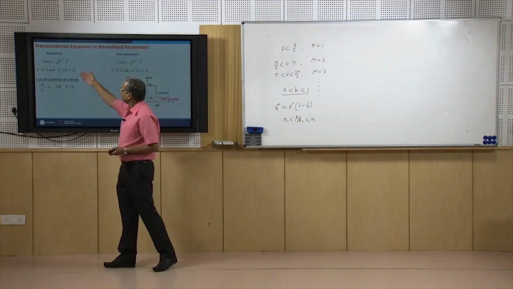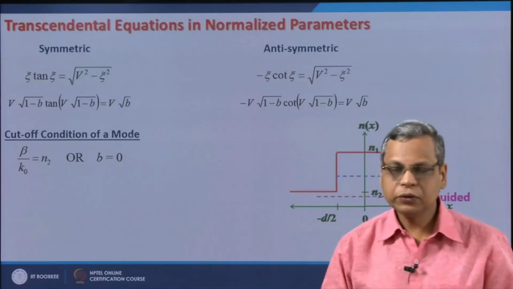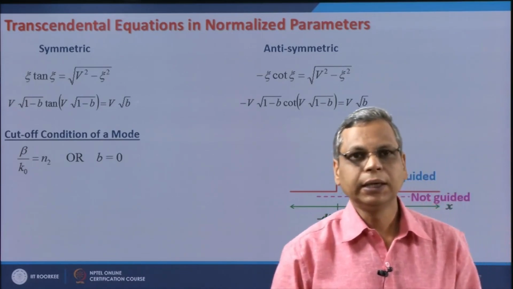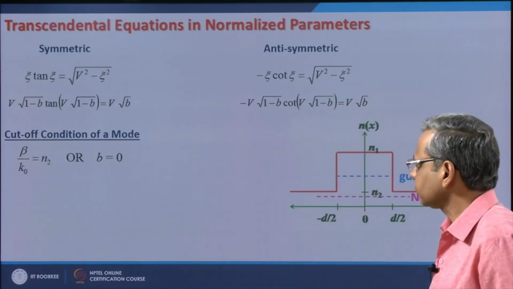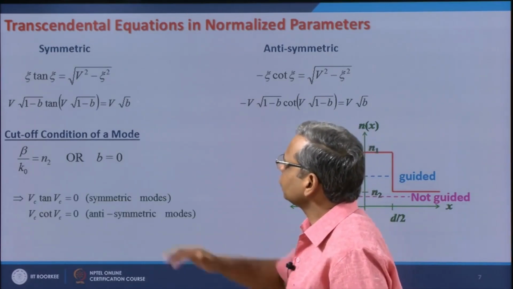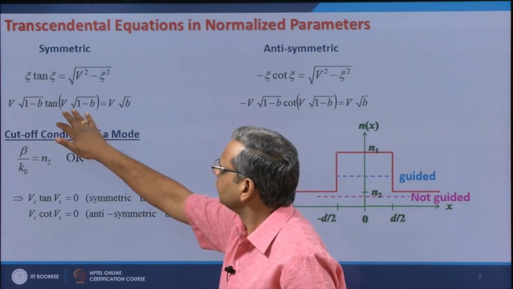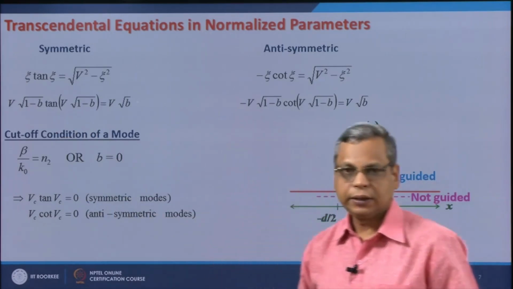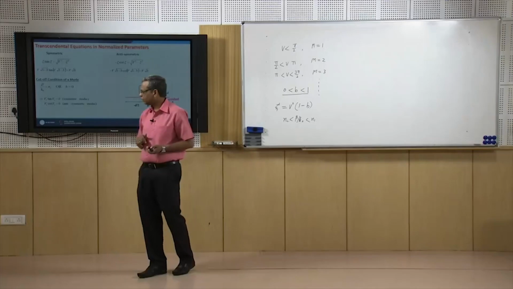So, from here I can immediately find out for what values of V, for what values of normalized frequency, a mode would be cut off. So, I simply put B is equal to 0 here, then the solutions of the equation that I get will give me the cutoffs of the modes.